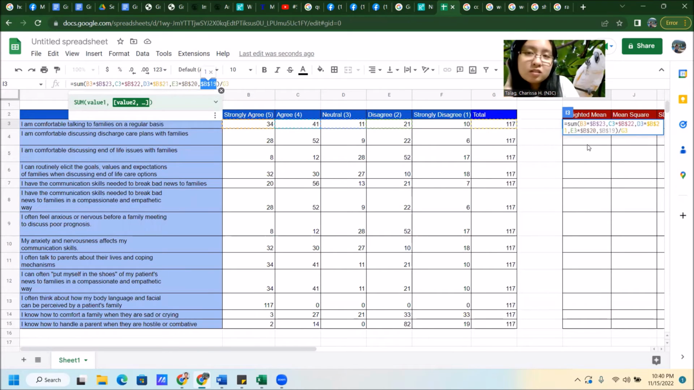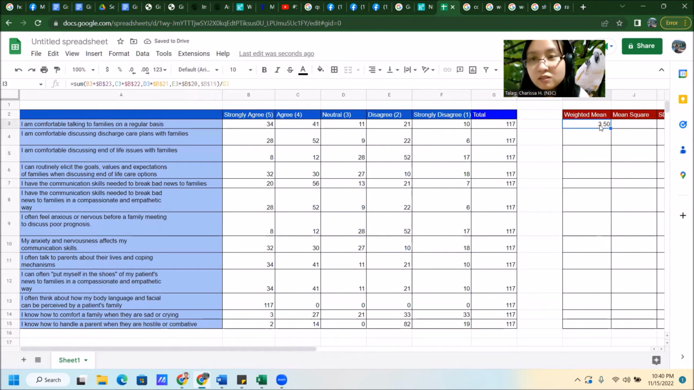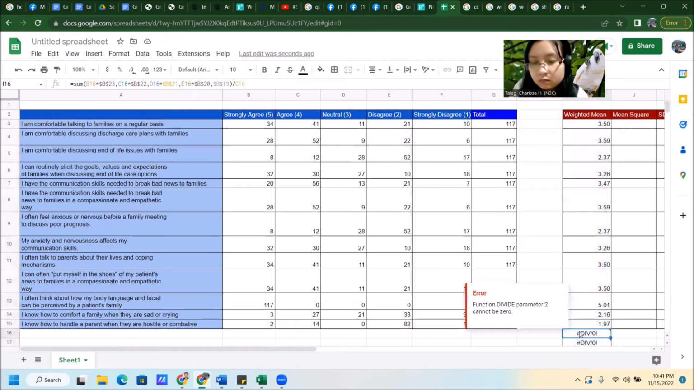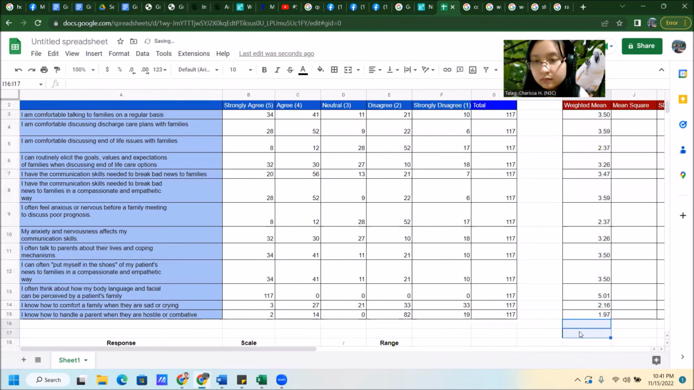Also, kapag pinress nyo yung F4 sa keyboard, tapos nag-adjust yung brightness, kailangan nyo muna i-press yung Fn, tapos escape, para magamit nyo yung F4 sa Excel. So, ayan, na-freeze na natin yung scale. So, now we can drag down the cell para makuha natin yung weighted mean ng lahat ng questions. Sumobra. Ayan, kuha na natin yung weighted mean.